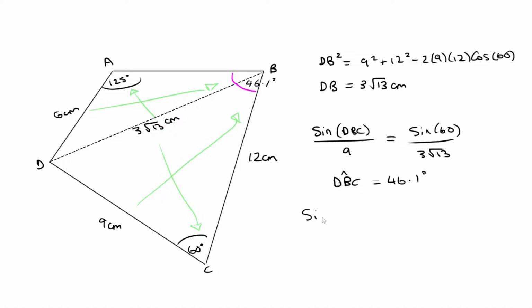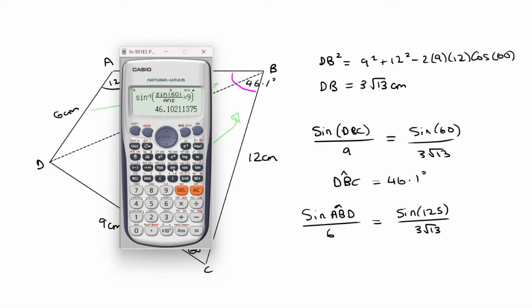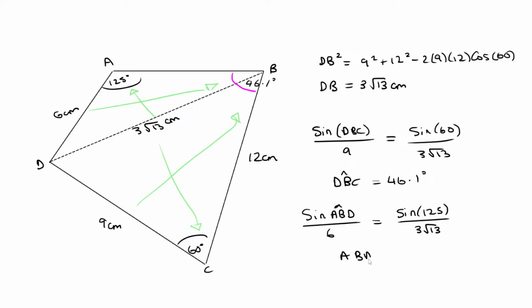So what are we looking for? We're looking for, again, sine of the angle ABD in this case over the opposite side 6 is equal to sine 125 over 3 root 13. And then again, you rearrange it the same way. So sine inverse of sine 125 over 3 root 13. It's no longer my answer, so I have to type it. Times 6, 27.02, dot, dot, dot, obviously. And then I guess you just add them together.